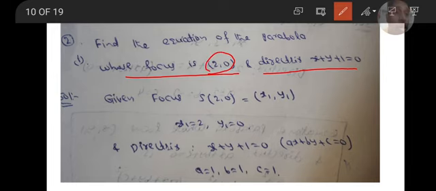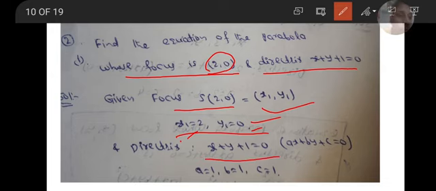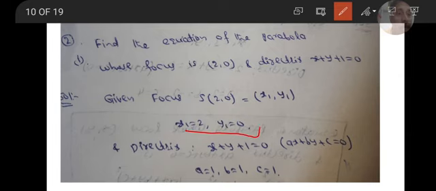Given focus is (2, 0), that is x1, y1, which means x1 equal to 2, y1 equal to 0. Okay, yes, focus x1, y1, that is 2, 0, so x1 equal to 2, y1 equal to 0. Understand? Next, directrix x plus y plus 1 equal to 0. If you compare with ax plus by plus c equal to 0, we get the x coefficient 1, y coefficient 1 and the constant c is 1, which means a equal to 1, b equal to 1, c equal to 1. From here we got the x1 value, y1 value and a value, b value, c value.